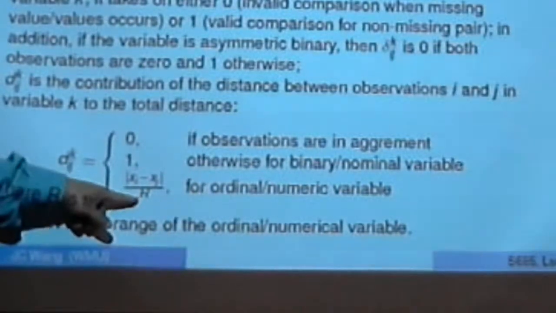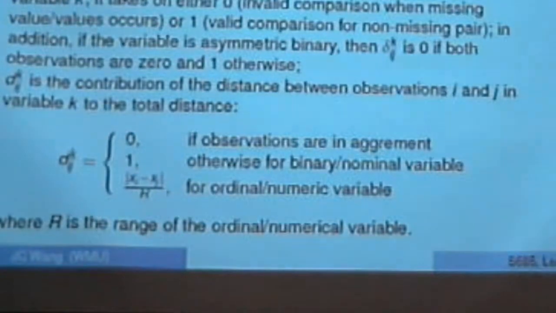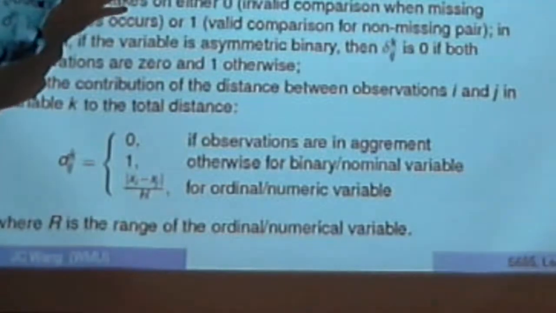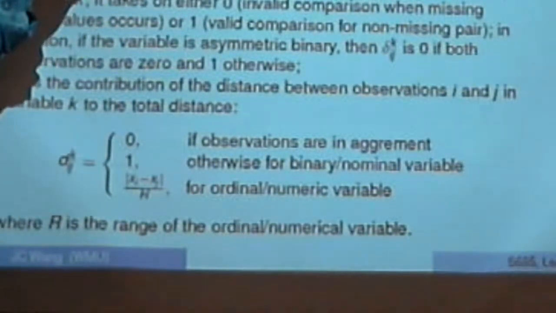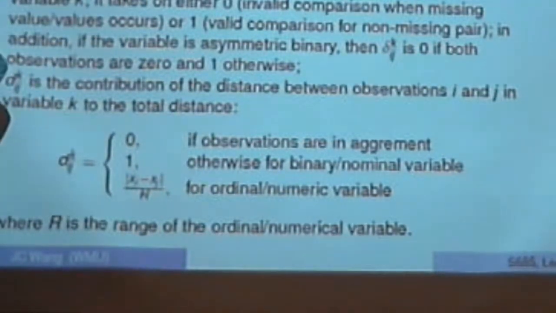The denominator is r. Sorry about that. For ordinal data or numeric variables, remember I already mentioned how we define an ordinal variable, right? We simply use the integers 1, 2, 3, and so on to k. You pick k levels for all the data, right? Ordinal data.